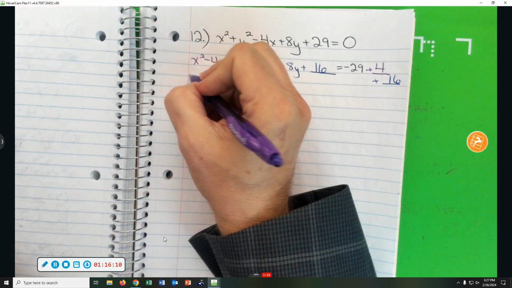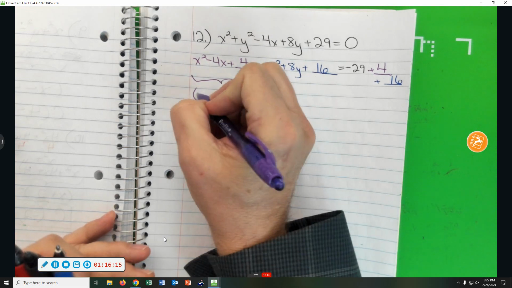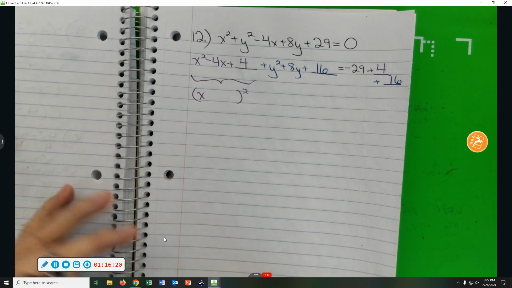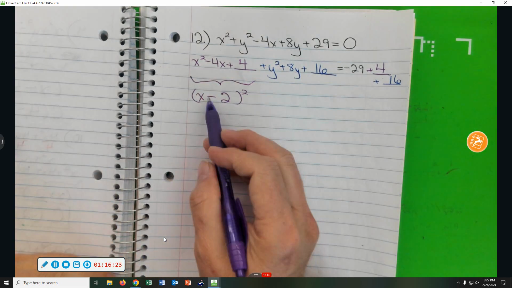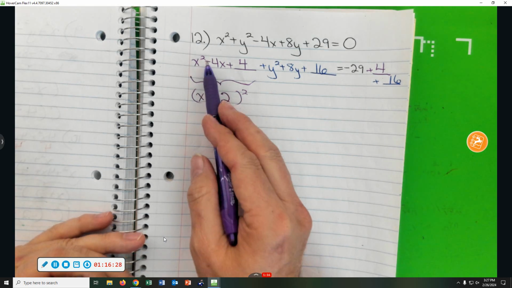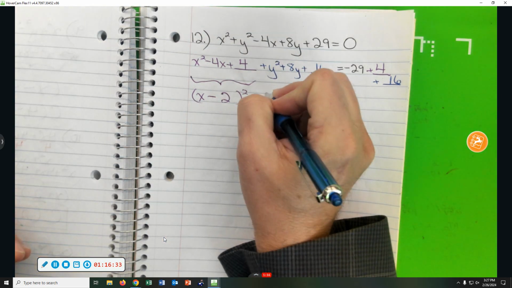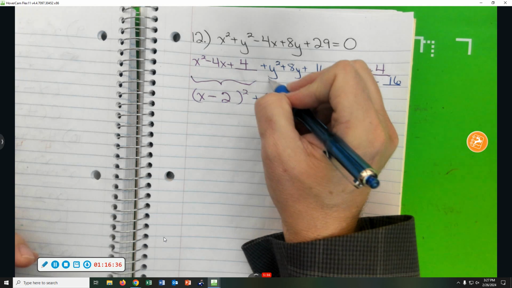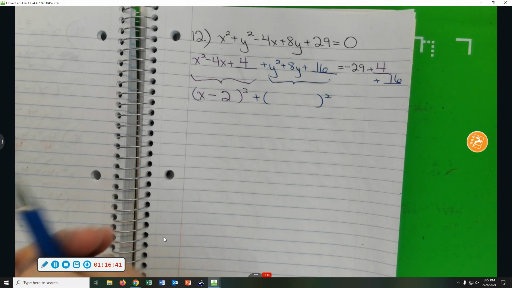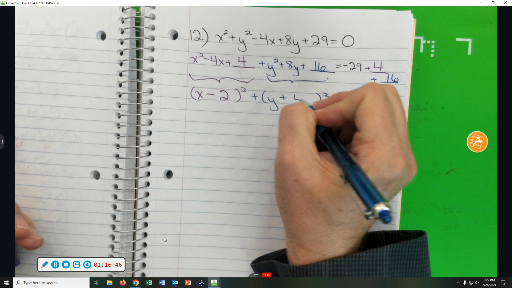And let's factor these x terms. x, be careful, minus 2. Remember, the sign in the parentheses is the same as that first sign you see there. Variable, sign, half of that number. Plus, now the y's. y plus 4, I agree. Variable, sign, half of that number.